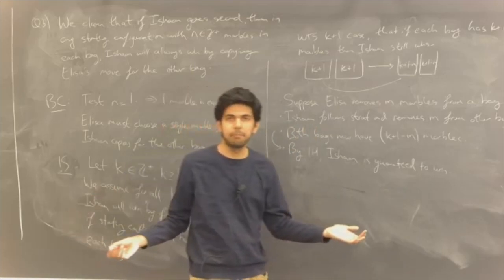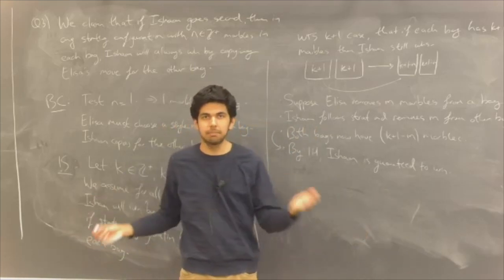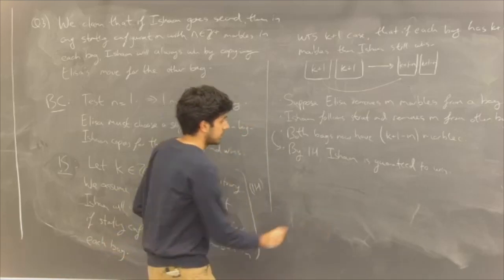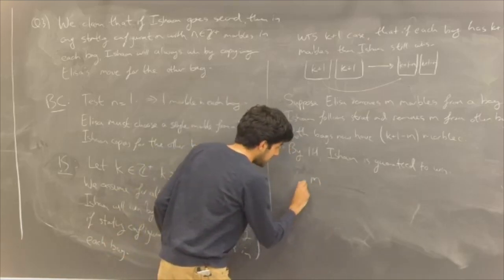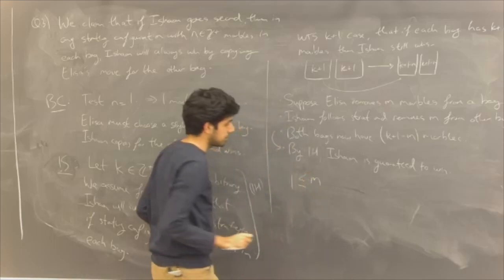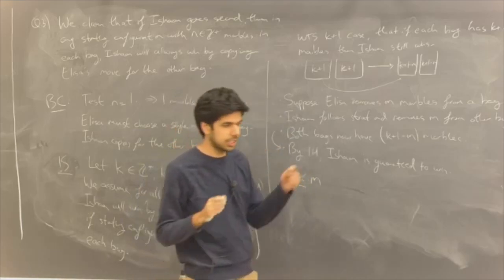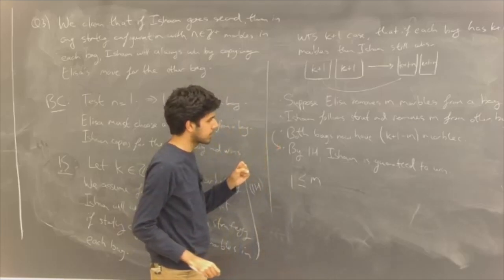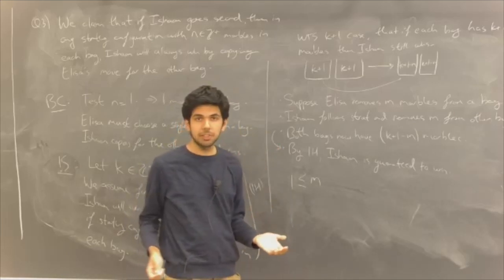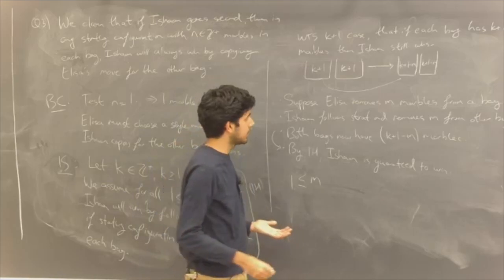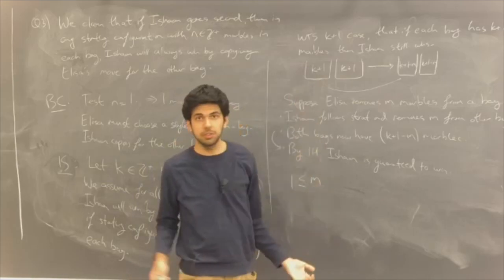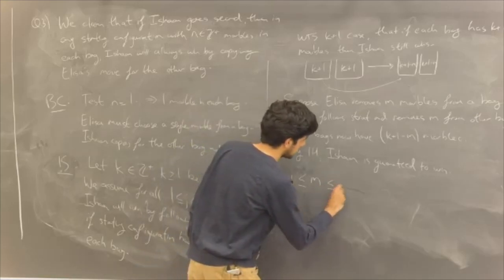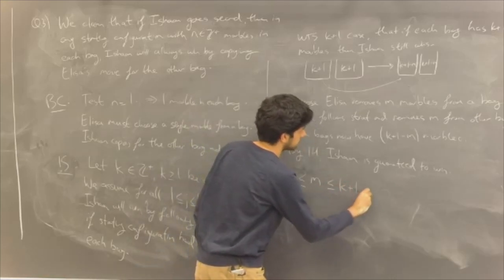Well, what is m? m is the amount of marbles that Alyssa removed. So she must have removed at least 1 marble. She cannot pass and take 0 marbles. She has to have removed 1 marble. The most she could have removed is all of the marbles from 1 bag. She could have just done that. She could have removed k plus 1.